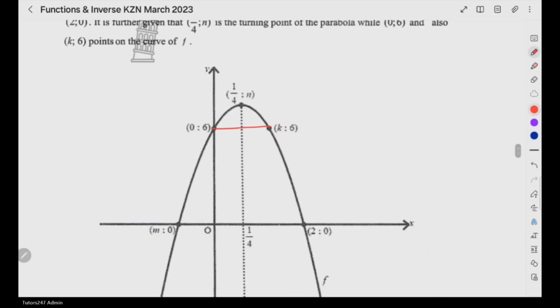We know that this point is the midpoint of x is equal to 0 and x is equal to k. So we ask ourselves, to go from 0 to 1 over 4 is 1 over 4. The distance between 0 and 1 over 4 is 1 over 4. That means the distance to go from 1 over 4 to k is also 1 over 4. So we can just add them up, and that will give us 1 over 2. That's an alternative method that we can use.